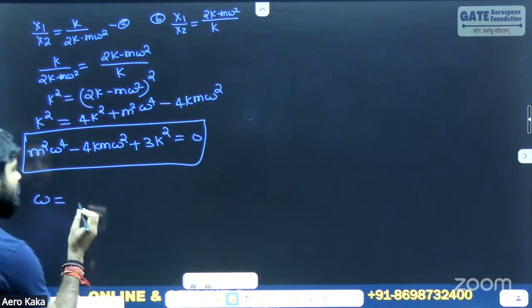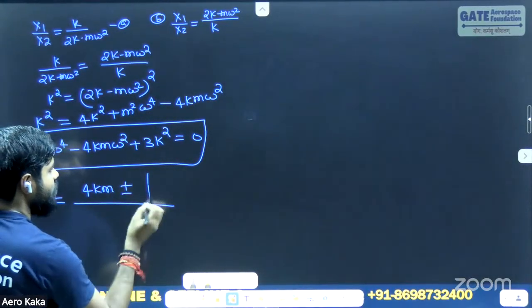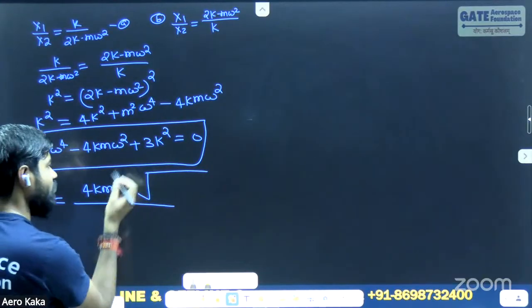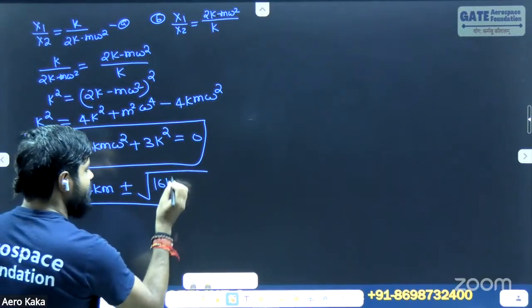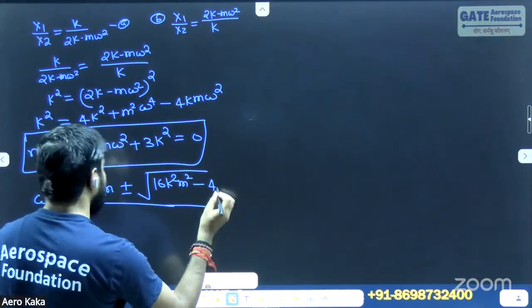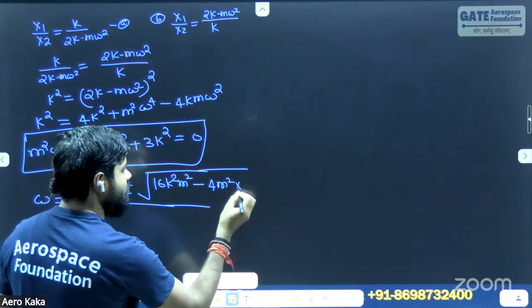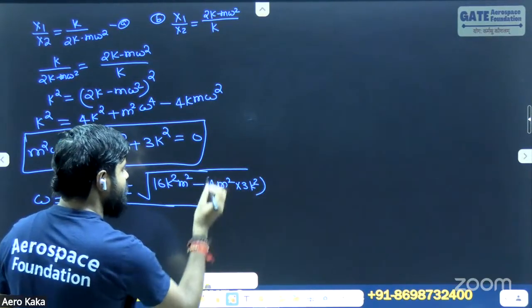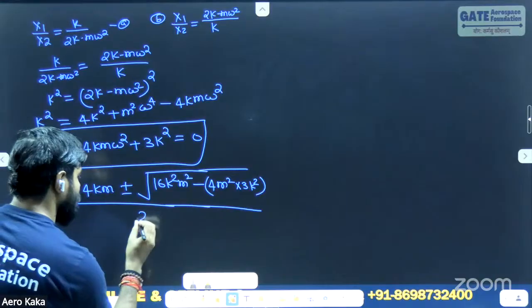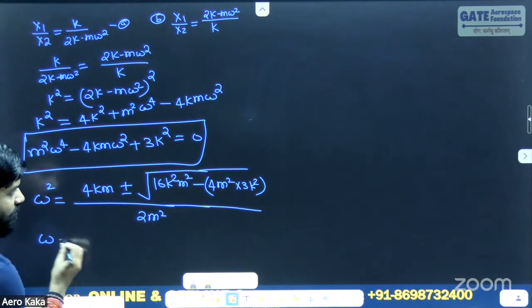Omega, that's minus b, so you can write it's 4km plus minus root of b square. So b square is going to be 16k square m square minus 4ac. So what is the a value? 4m square. What is the c value? 3k square, divided by twice of a. So it is going to be 2m square.